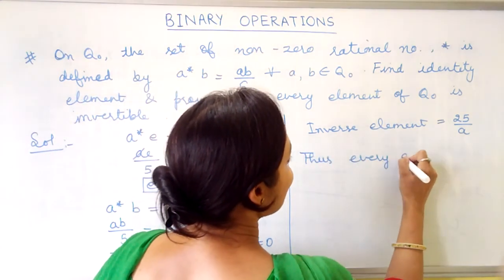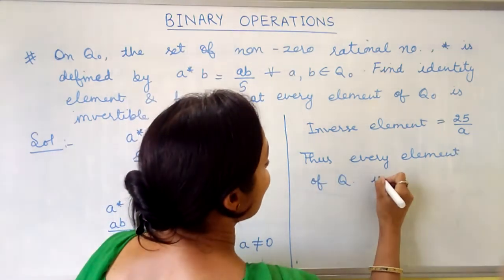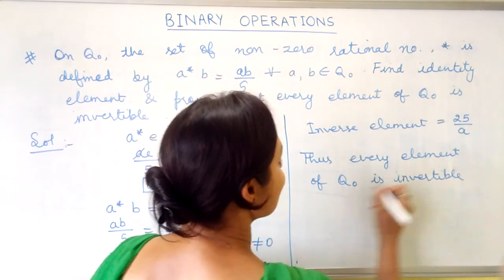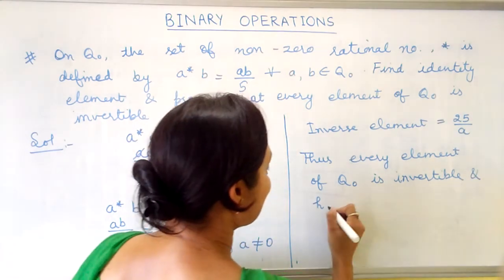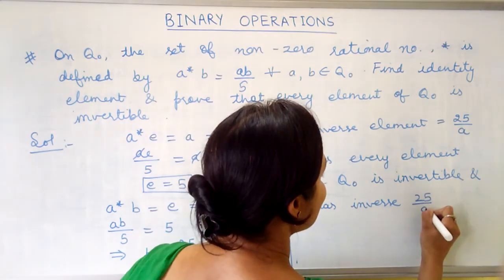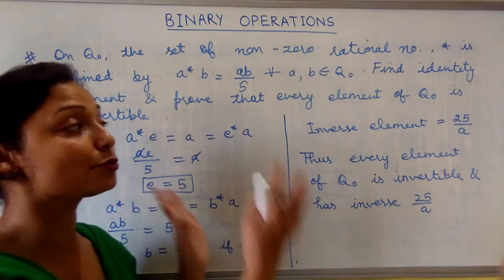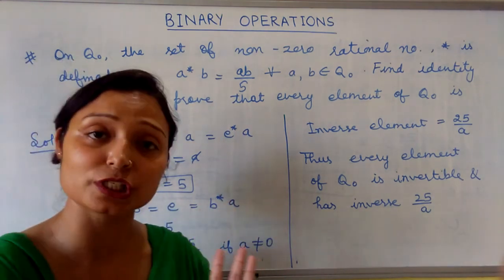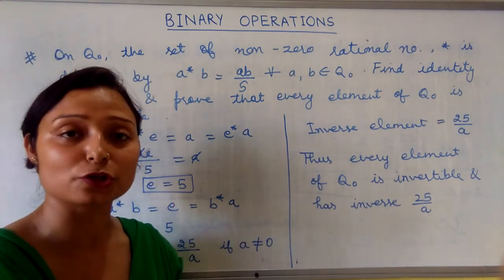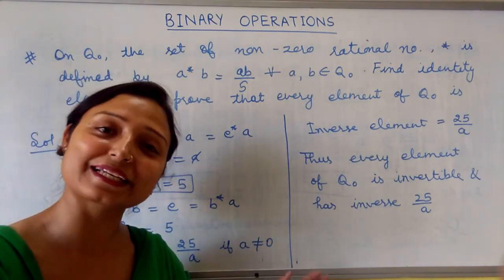Thus every element of Q naught is invertible and has an inverse. What is the inverse of that element? That is 25 by A. So this is applicable for non-zero numbers. So this is the way to solve identity, inverse, associative and commutative. Do the practice of these types of questions. Okay, this is a very easy topic. You have to do the practice. This is a very easy concept. Okay, do the practice. Thank you.